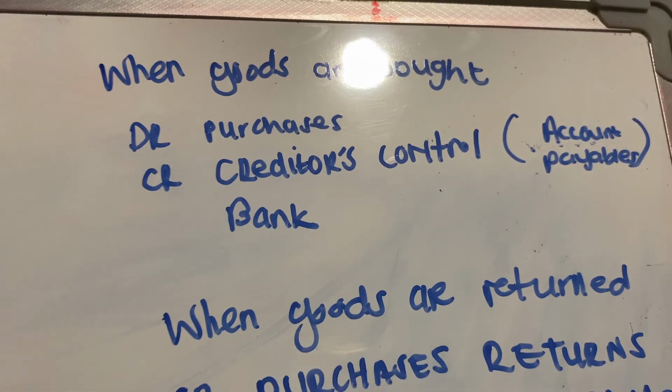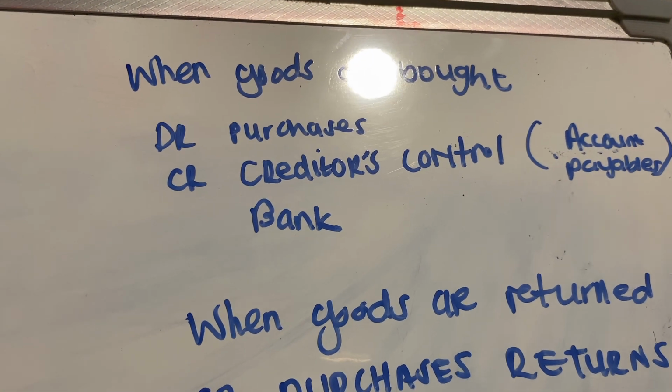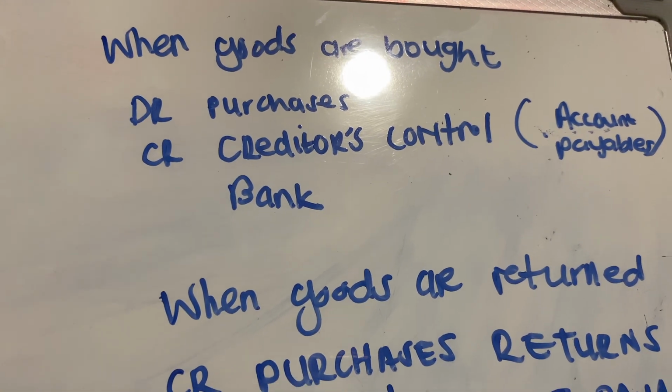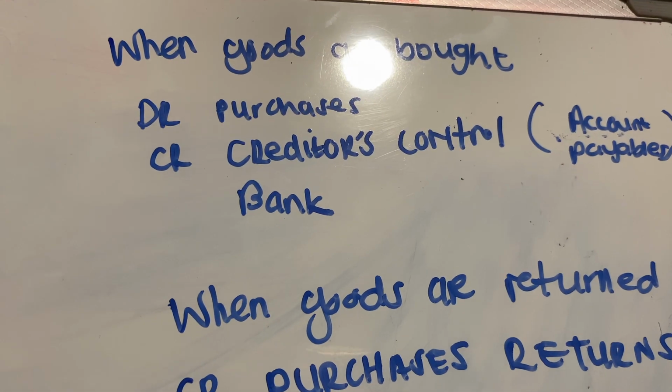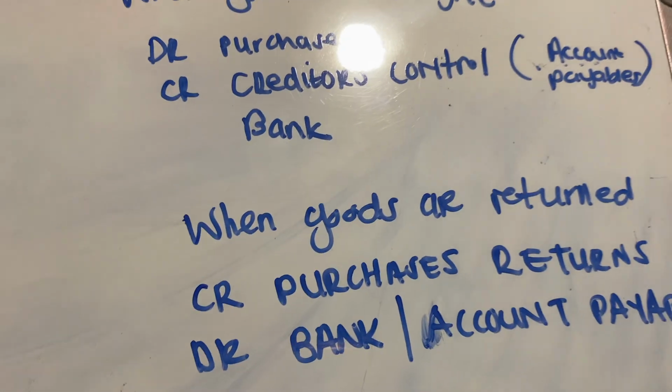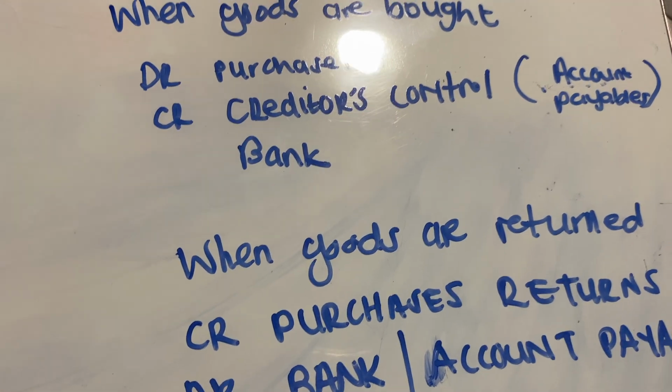So when you buy stock, you are going to debit purchases and credit creditors control, also known as accounts payable, if the stock is bought on credit by the company. But if it is bought on cash by the company, then you are going to credit bank.